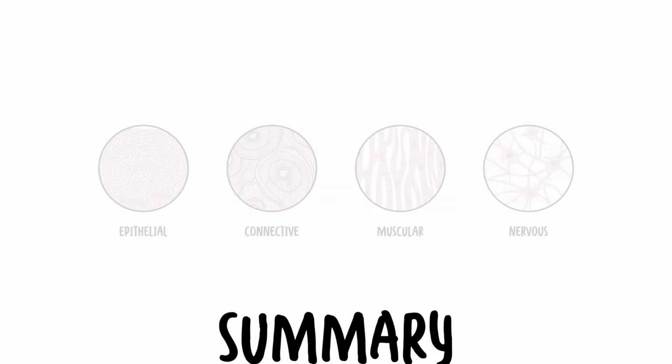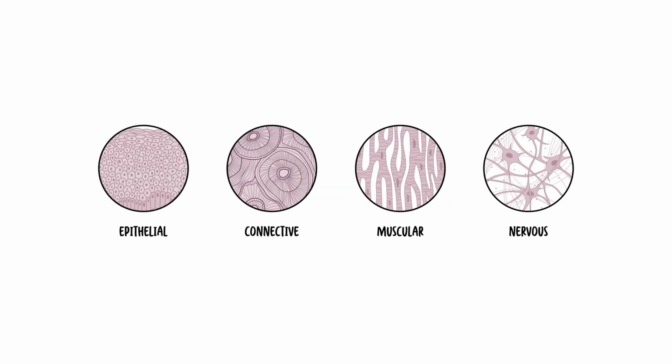So in summary, we have four types of tissues in our body: epithelial tissue, connective tissue, muscular tissue, and nervous tissue. We will delve into each type of tissue in separate videos.